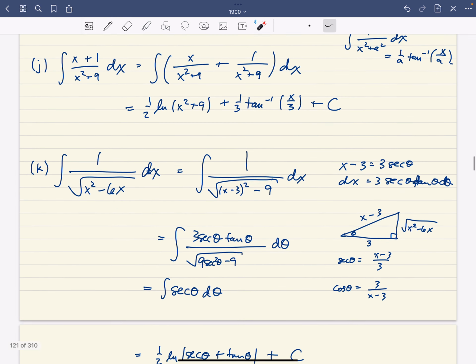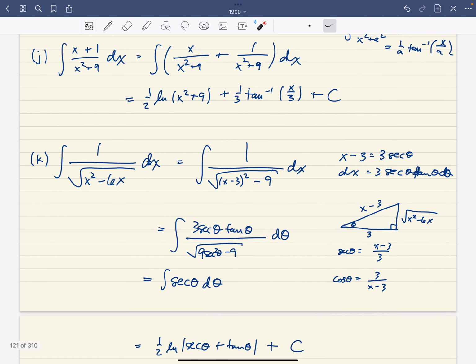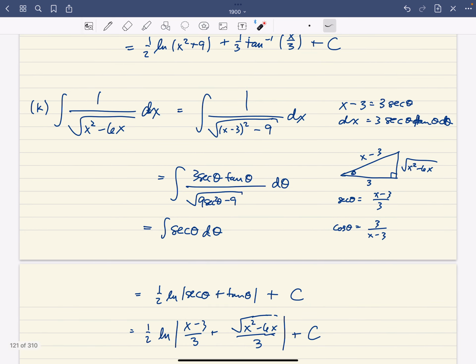For part k, what I did is I did a trig substitution, but all in one step. So we let x minus 3 be 3 secant theta, because this is something squared minus 9. And then dx is 3 secant theta tangent theta d theta. Our x minus 3 is 3 secant theta, so that squared is 9 secant squared.